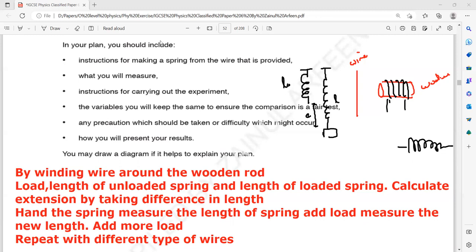The variables which we will keep the same for a fair comparison. For example, if one spring is made of iron, another of copper, another of brass, what are the parameters we should keep? Same length, same diameter, because we are using the same wooden rod. So same length, same diameter, same set of load.